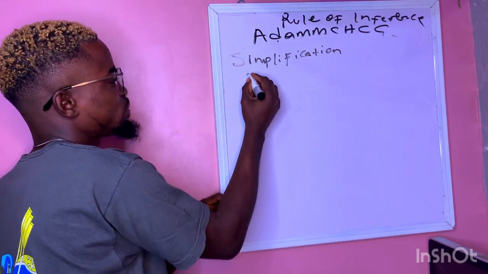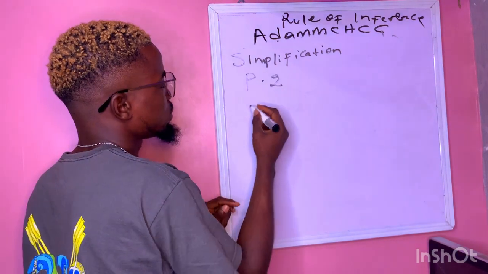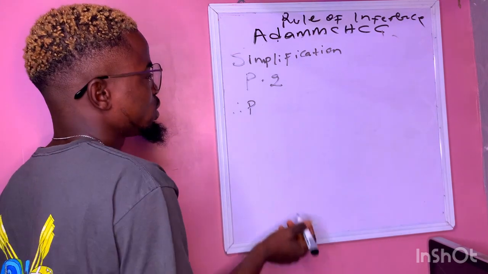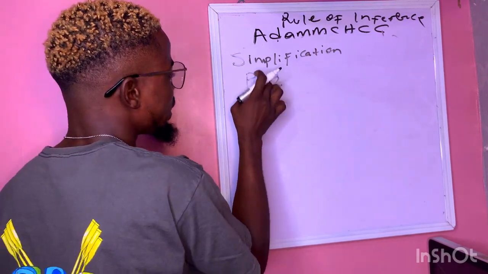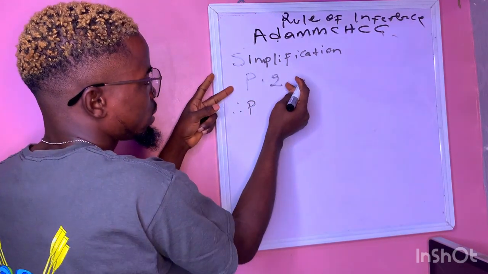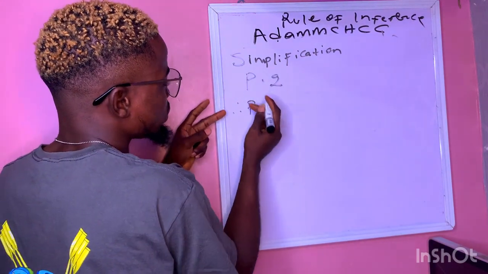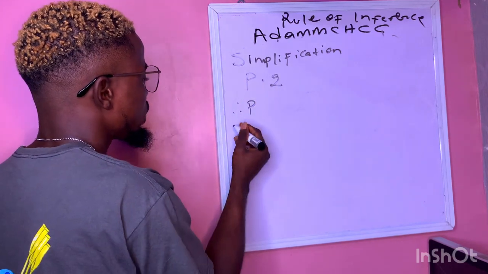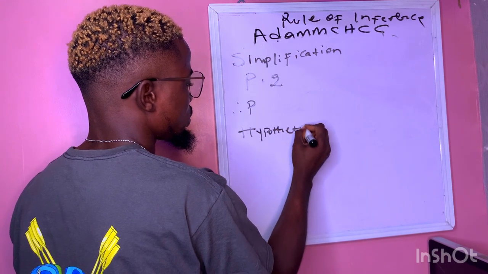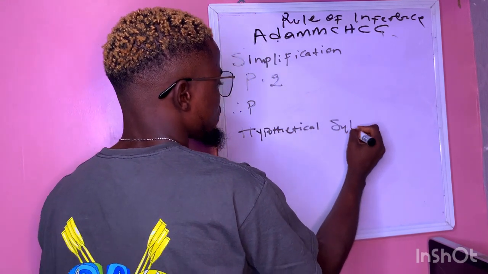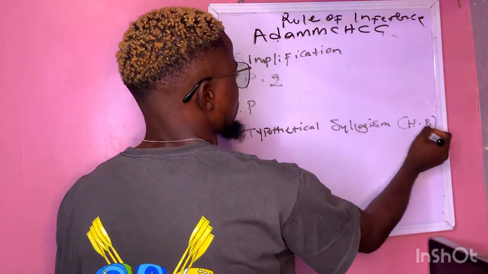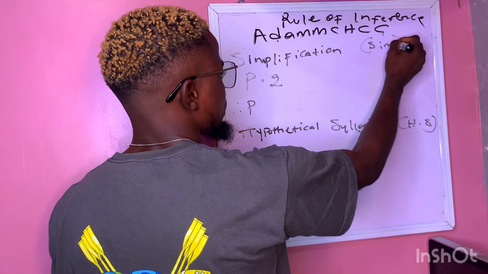Simplification says that if you have P and Q, you can say therefore P. So the same thing applies to it too. The content can change, but what matters is that if you have this conjunction sign joining two different variables together, you can simplify to the first one. That's all. Then the next one is hypothetical syllogism, popularly known as HS. This one is known as simp.